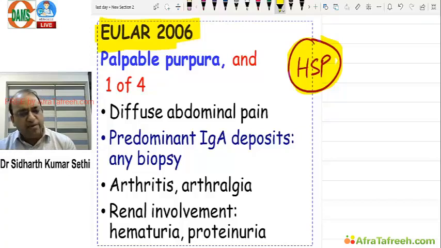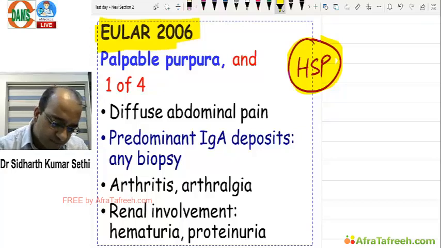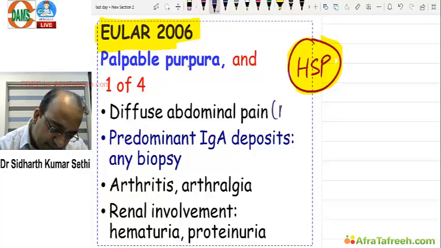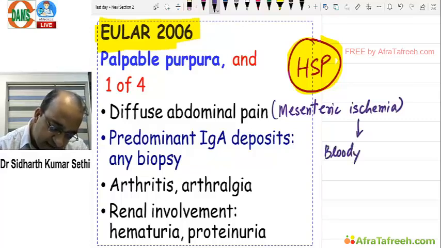So students, every time in your NEET PG, in your Central Institute exam, I can tell you, even in the last NEET PG, there was a question on pain abdomen and palpable purpura with bloody diarrhea. So many students came to me last year and said, sir, how did bloody diarrhea happen? Guys, this pain abdomen is basically mesenteric ischemia, which can cause bloody diarrhea also, which came in your last year's NEET PG.